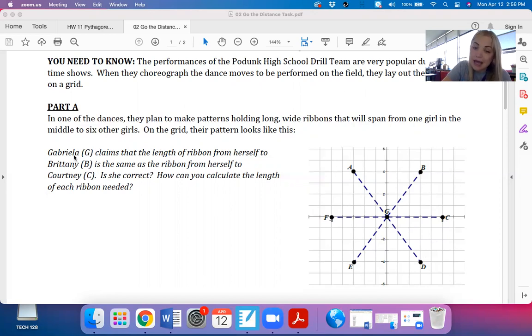So Gabriella, she is the G on the graph right in the middle there. She claims that the length of ribbon from herself to Brittany, who's point B, is the same as the ribbon from herself to Courtney. Is she correct? And how can you calculate the length of each ribbon needed?